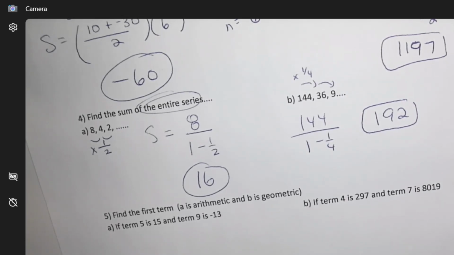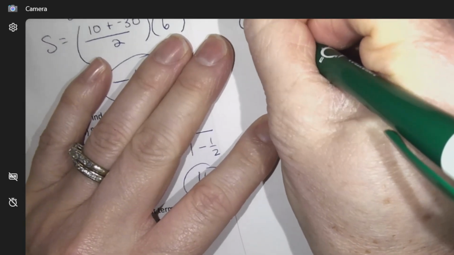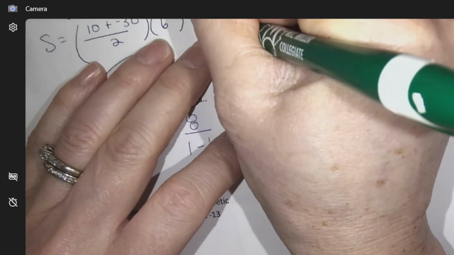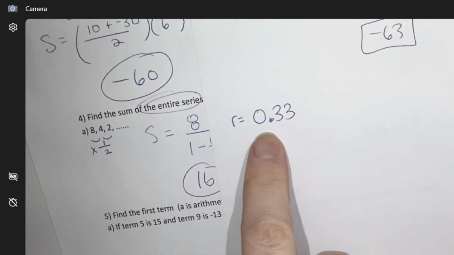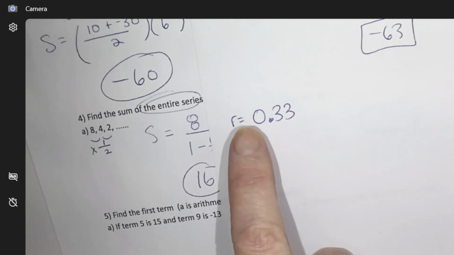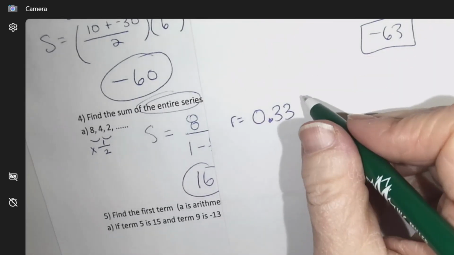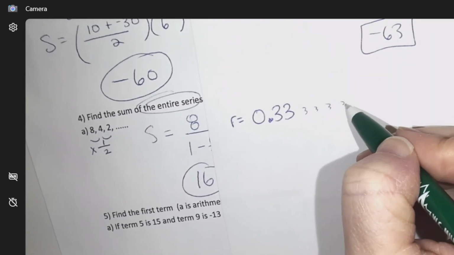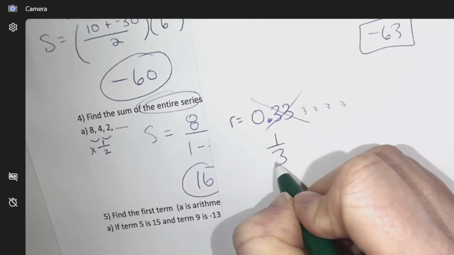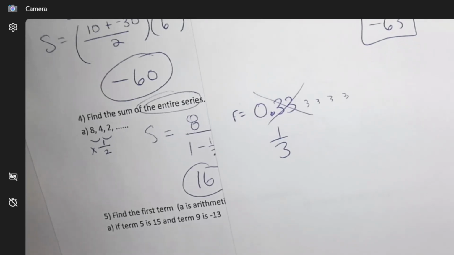Okay, I have something to tell you on your test. I don't want you using this because it's going to throw off your answer. Does anybody know what I could change this into if I'm seeing this on my calculator? 1/3. With a bunch of threes, it's really 1/3. I don't want you using 0.33 because it'll change your answer because you're rounding.